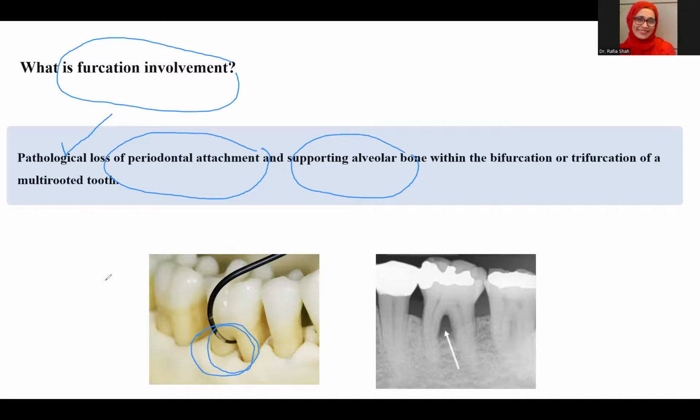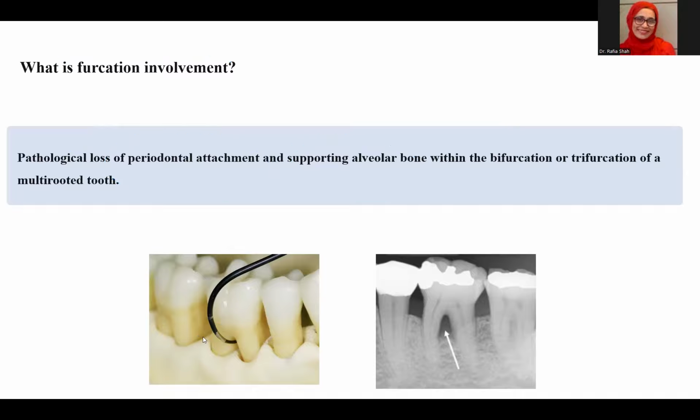So when the problem exists in this particular region of furcation due to pathological breakdown, we are not saying this is anatomic breakdown, this is pathological breakdown that causes furcation involvement, meaning this furcation region is involved, so that is called furcation involvement.